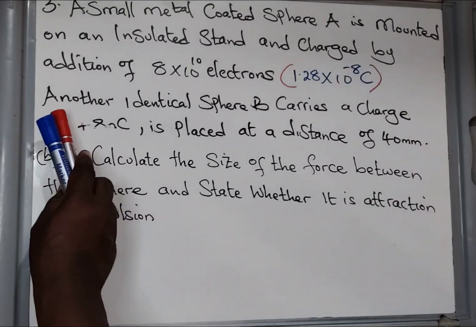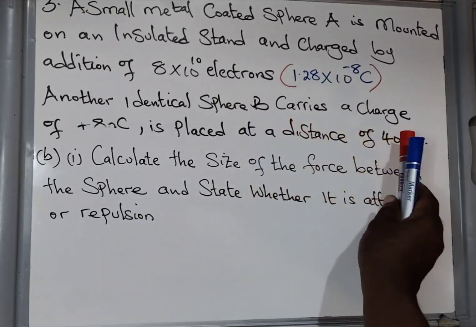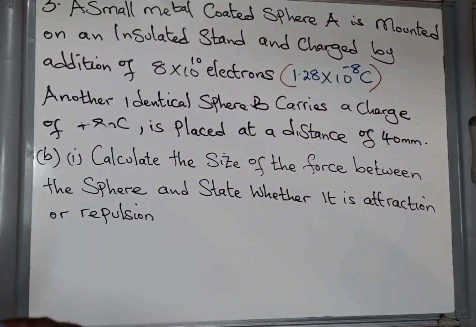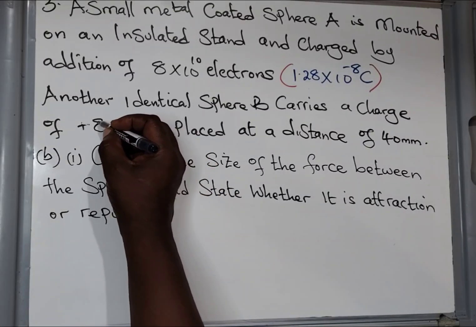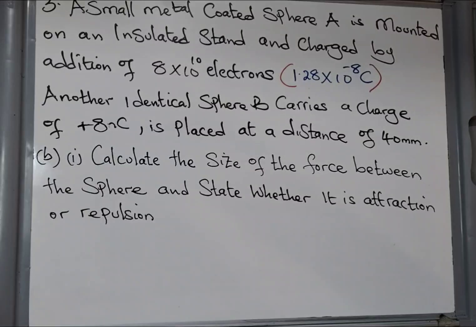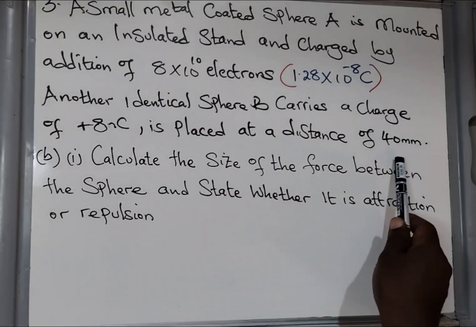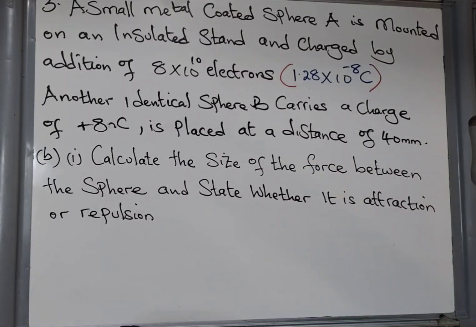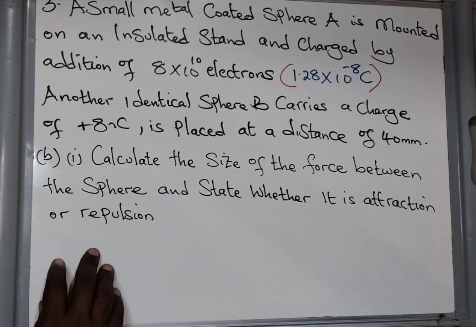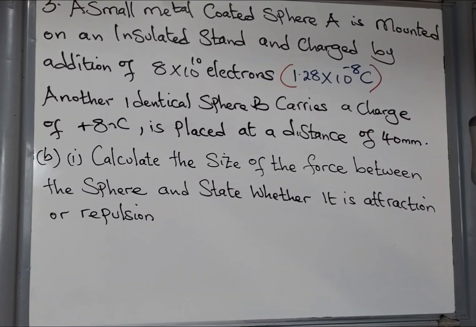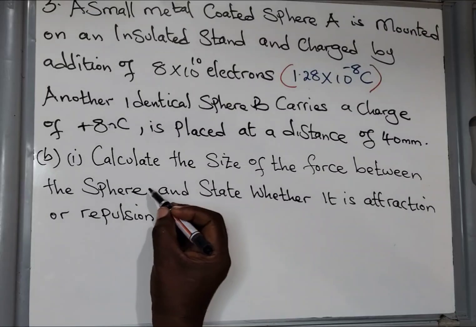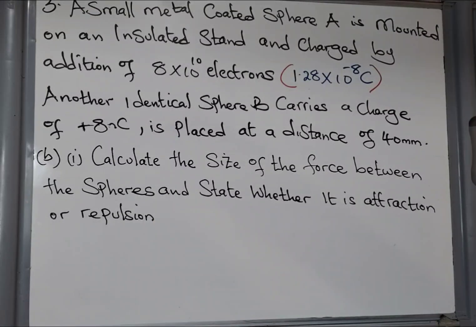Okay, then we say that another identical sphere B carries a charge of plus 8 nanocoulomb, and the distance given between them is 40 millimeters. Now, the question says, calculate the size of the force between the spheres and state whether it's attraction or repulsion.